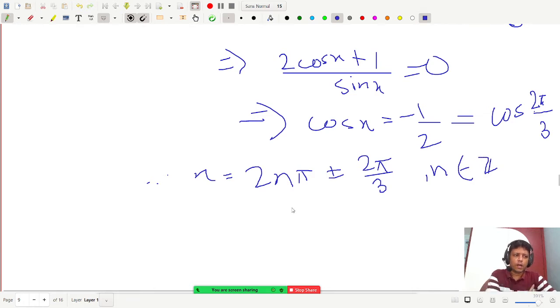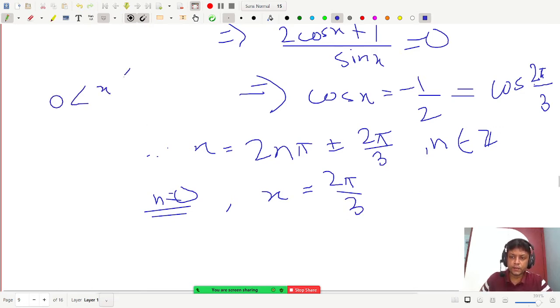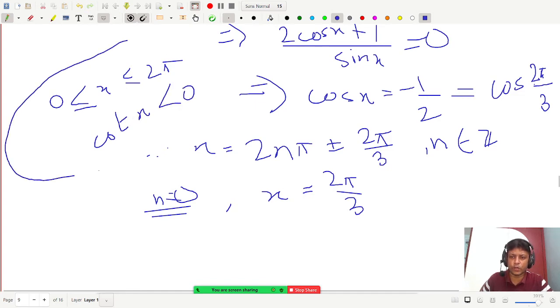But what are the values you actually have to find in that range? If n equal to 0, your x is equal to 2 pi by 3. You have to take the positive one, because the range is 0 to 2 pi, and cot x is negative, satisfying these two conditions.